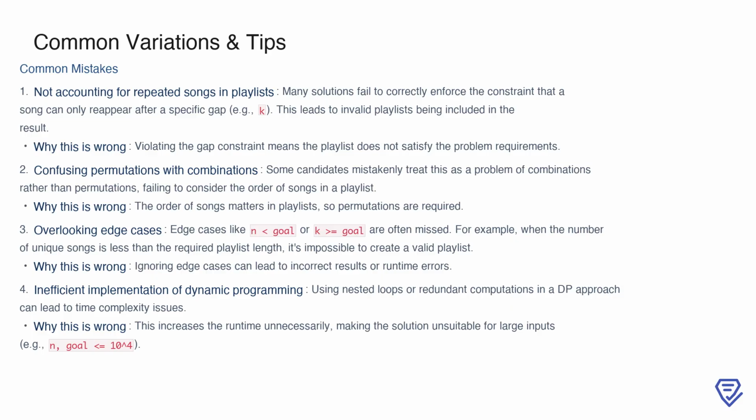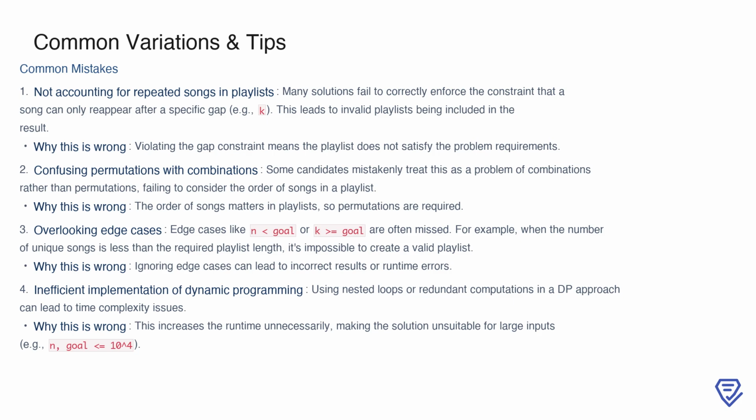Next, it's important to remember that this is a permutations problem, not combinations. The order of songs in a playlist matters, so treating the problem as combinations would produce incorrect outcomes. Additionally, edge cases like n < goal or k equals goal are often overlooked. For instance, if the number of unique songs is less than the required playlist length, it's impossible to create a valid playlist. Missing these edge cases can lead to errors or runtime failures.